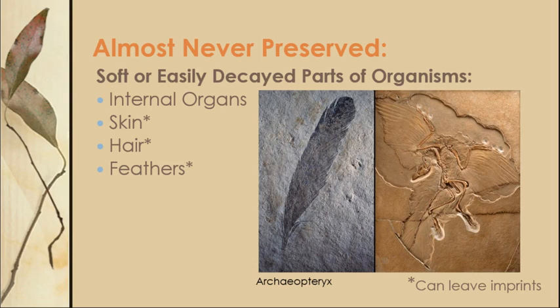Almost never preserved, right? Internal organs, skin, hair, and feathers. Now, having said that, skin, hair, and feathers can actually leave imprints. You can see on this beautiful Archaeopteryx, this is the transition between dinosaurs and birds. You can see the imprint of feathers, and here you can see a beautiful, very clear imprint of a single Archaeopteryx feather. Very cool stuff.